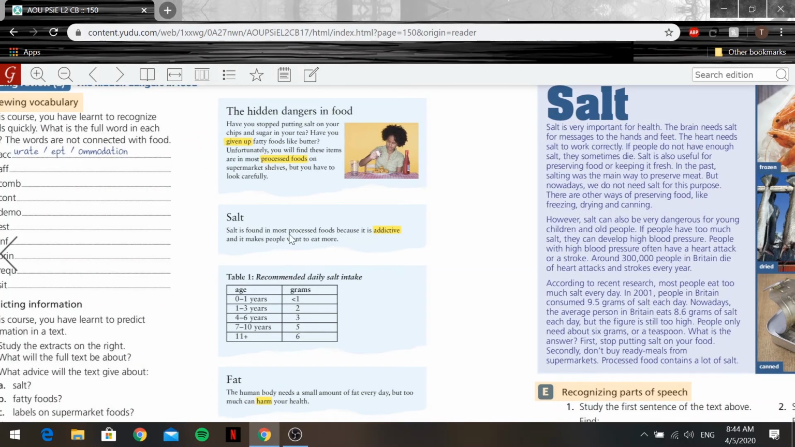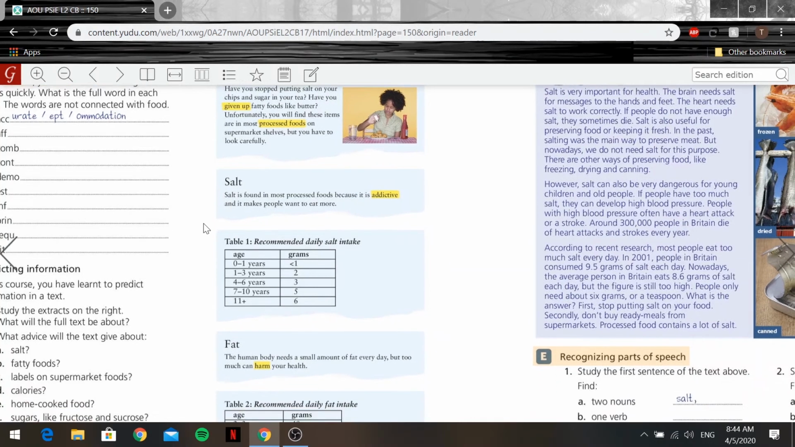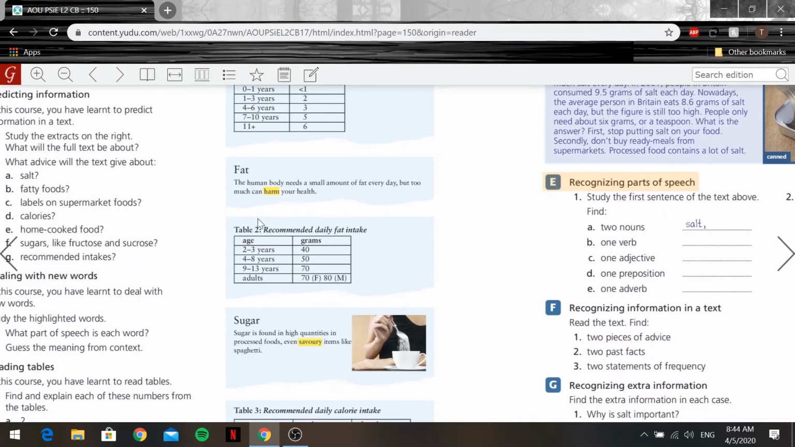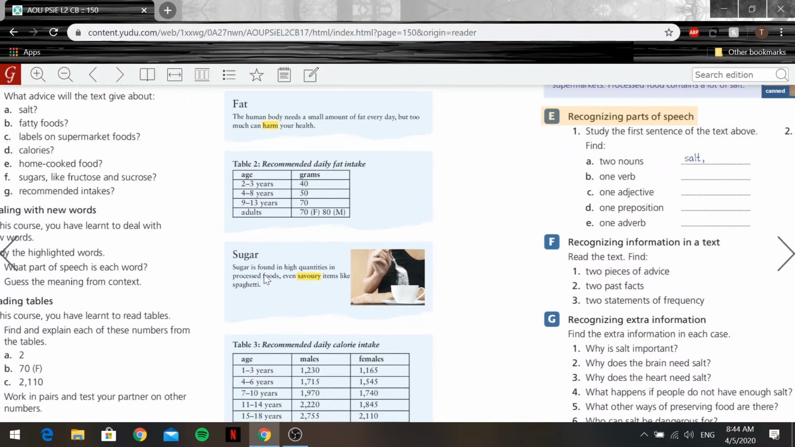Okay, let's go to salt. Here we have the word addictive. Salt is found in most processed foods because it is addictive. The word addictive here means it is something that you can't stop eating or taking. Okay? And then we have the word harm. The human body needs a small amount of fat every day, but too much can harm your health. Harm simply means bad for your health. Pretty straightforward. Sugar is found in high quantities in processed foods, even savory items like spaghetti. Savory, it's the exact opposite of sweet, okay? So sweet, the exact opposite is called savory, okay? It's an adjective. All right, pretty simple stuff.